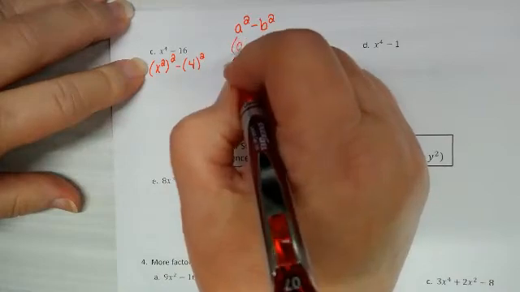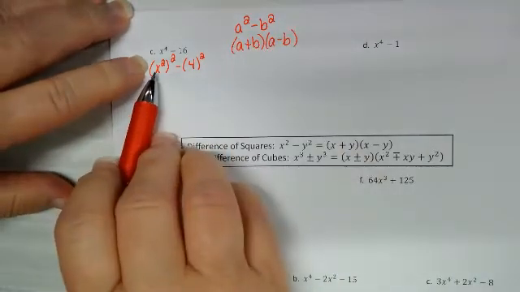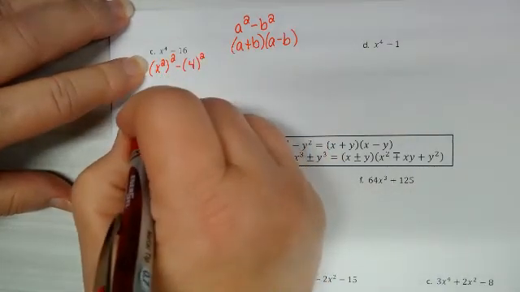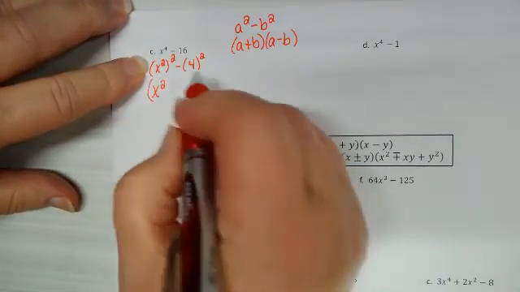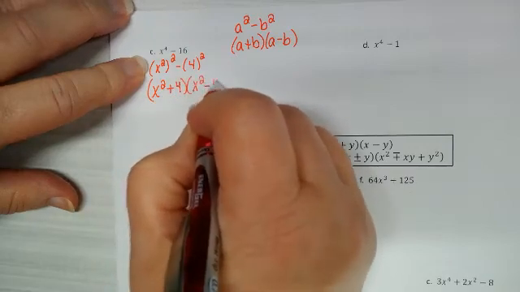So in my formula, when I do a plus b, a minus b, I'm going to plug in x squared for a and 4 for b. So watch what happens. I've got x squared plus 4 and x squared minus 4.